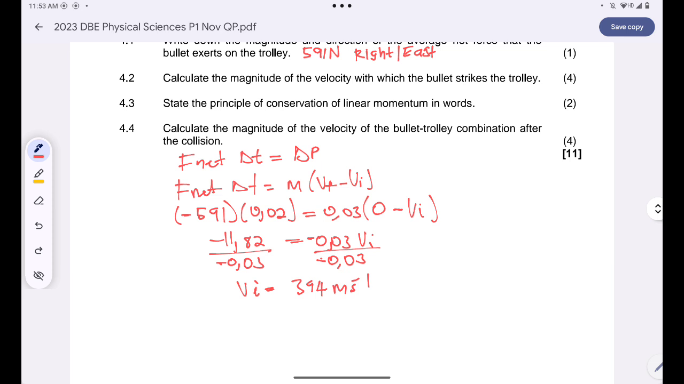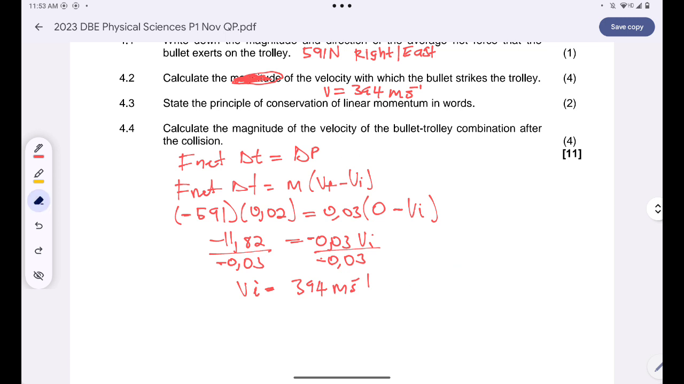If they didn't say calculate the magnitude, if this word was not there, and they said calculate the velocity with which the bullet strikes the trolley, that means I would have assigned both the magnitude and the direction. But now I was told that I must find the magnitude. So if I write the velocity is just 394, there's nothing wrong. But if they wanted the direction, I would say to the right or east. But in this case, direction does not matter.